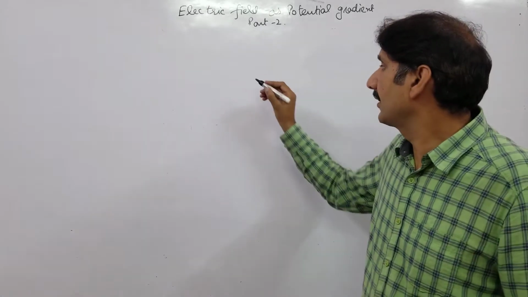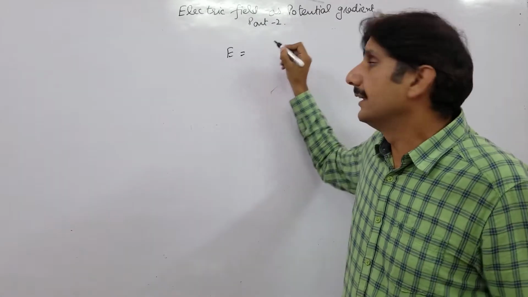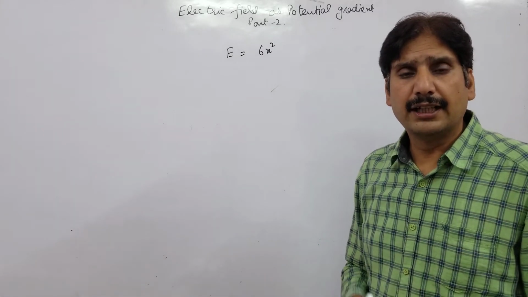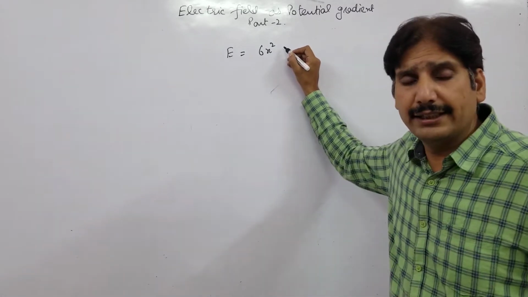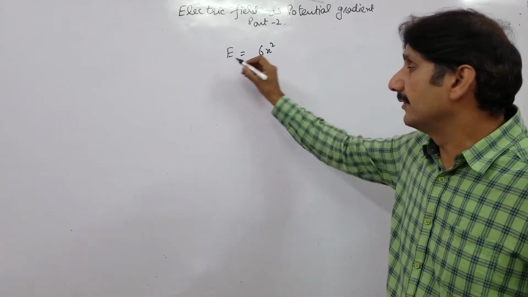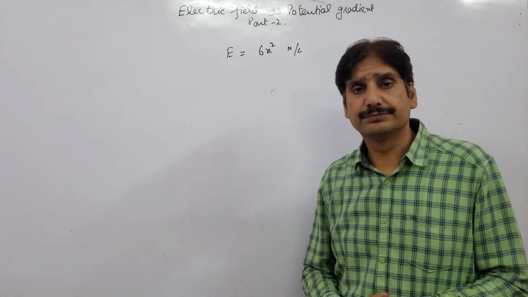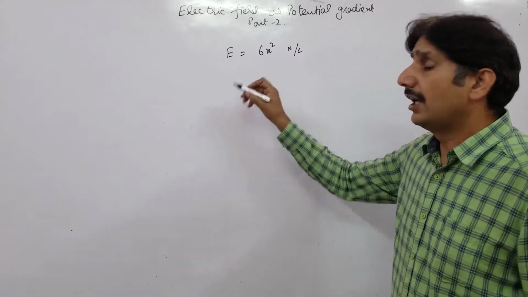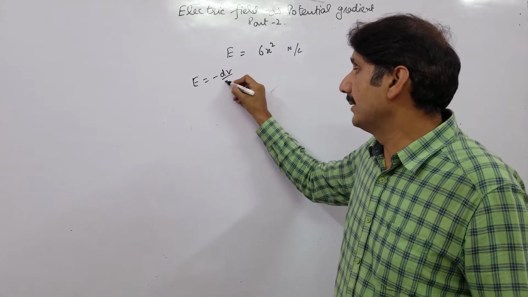Let's see. It's given that electric field at a place is 6x square. I'm assuming that it's acting only along x-axis, so I'm not writing down I cap. I've taken its magnitude. The units are, let's say, newton per coulomb, you could have written it volt per meter as well. Now, how would you find out potential? You know that E is equal to minus dV by dx.